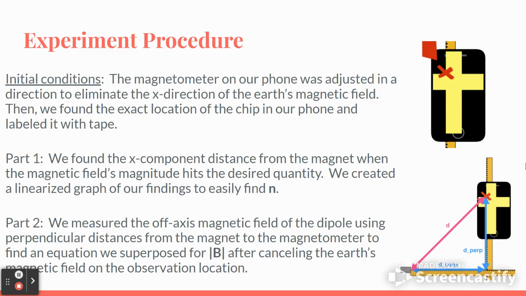There were two parts to the experiment. Part one was finding the X component distance from the magnet, which was on axis, and then we linearized our data to find n. The second part was measuring the off-axis magnetic field of the dipole. To do that, we used the perpendicular distances at a certain strength of the magnetic dipole, and then this would give us the magnetic field.